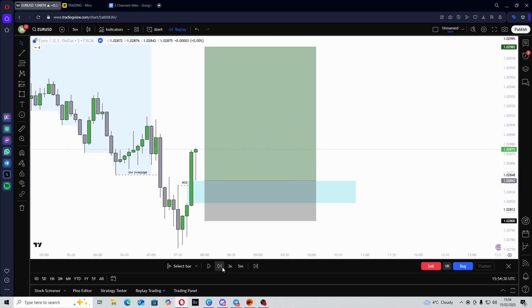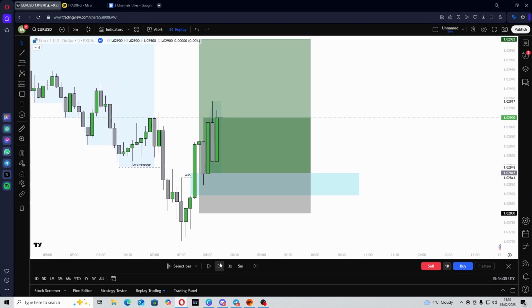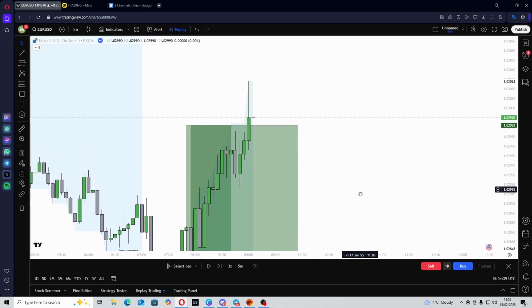So now all we need to do is play price forward. It would have entered right there. Now once it's entered, we keep playing price forward, and you can see how it's going towards the upside, and it's completely smashed our take profit.